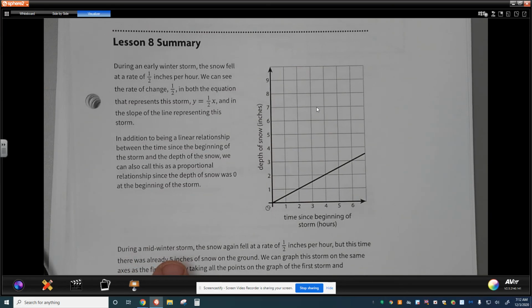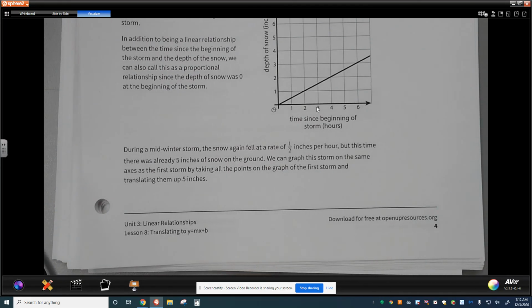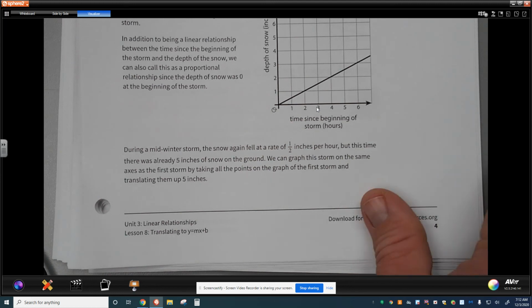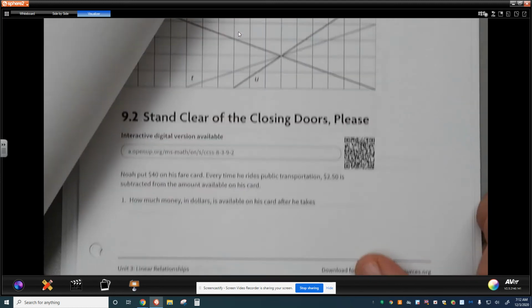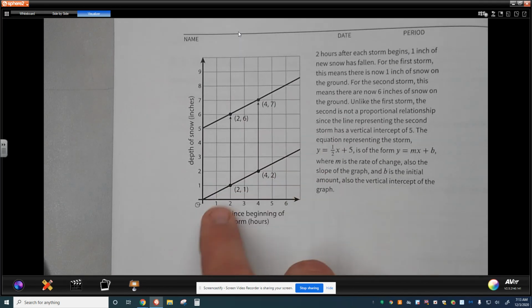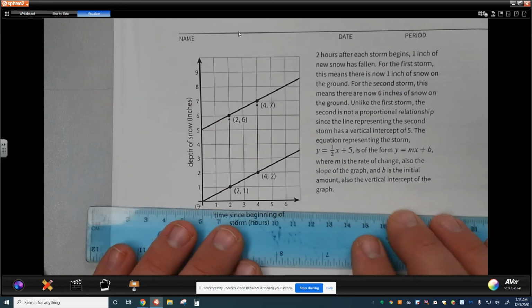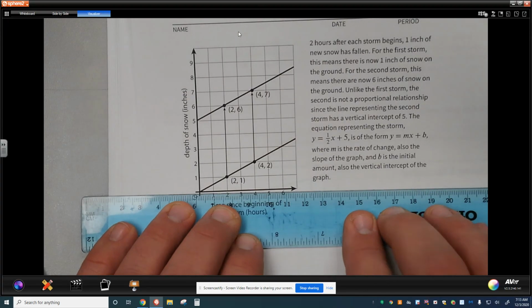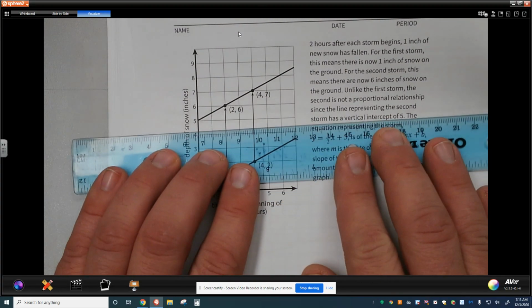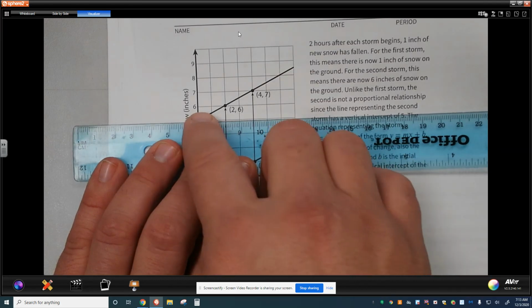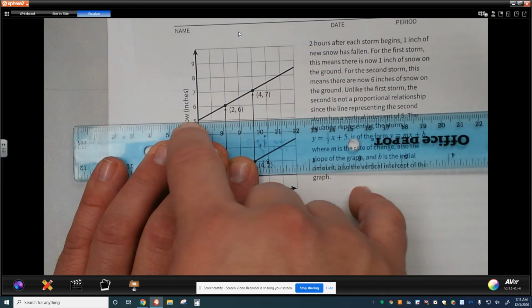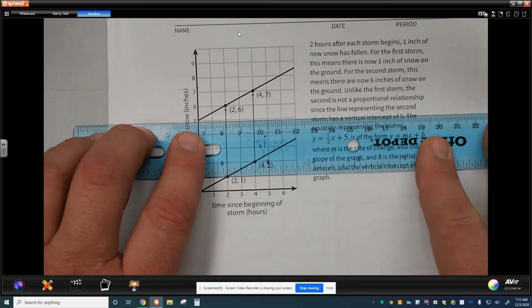During the midwinter storm, the snow fell again at a rate of half an inch per hour, but this time there were already 5 inches on the ground. Well, then the next logical thing we would see is the exact same line from before, but translated 5 units up. Think about the ground level being right here. It snowed 5 inches, and on top of that snow we would have the exact same rate of change coming off, but from a level that's 5 inches higher off the ground.